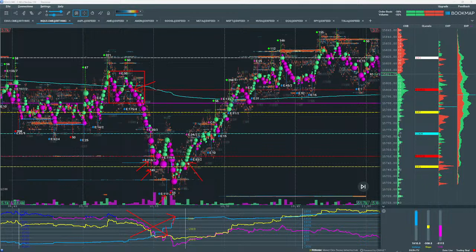And then price tests 381, QQQ 381, a couple of times, and then finally moves higher as aggressive buyers start to come in and options traders start taking positive delta positions.